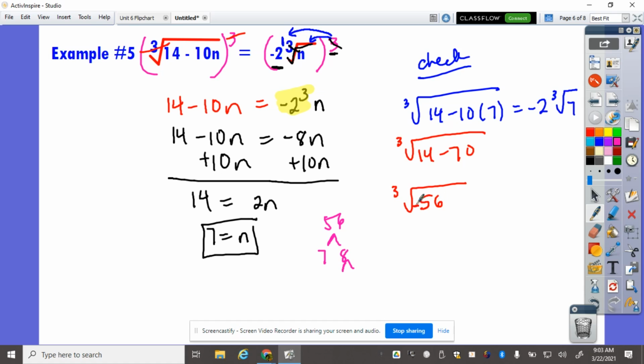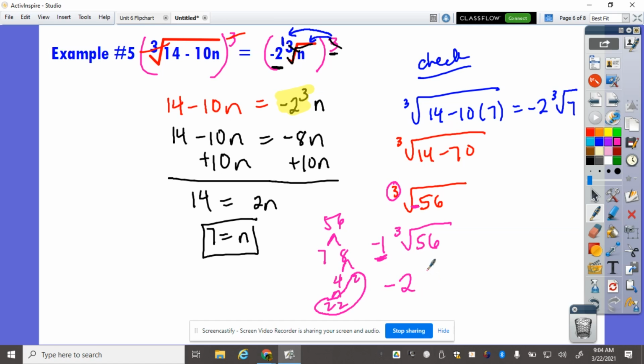Cube root of negative 56, it's an odd index and this is negative. So therefore, I can bring out a negative 1 and the cube root of 56 here. Okay, just remember that. So now I can break down the 56 to 7 and 8. 8 can be broken down to 4 and 2. 4 can be broken down to 2 and 2. I have three 2's there because the index is 3. That means I can move the 2 outside and be multiplied to the negative 1.